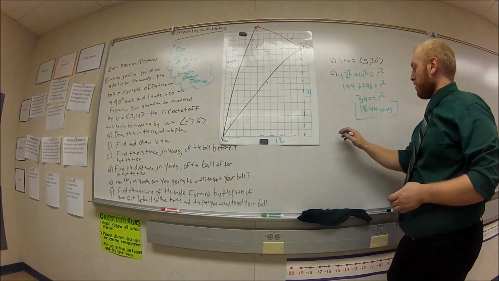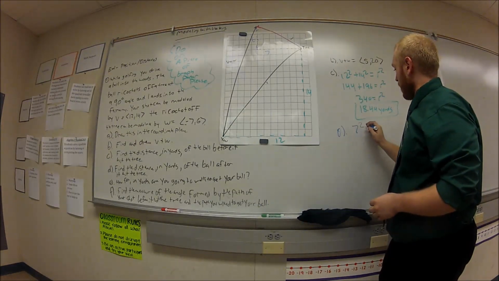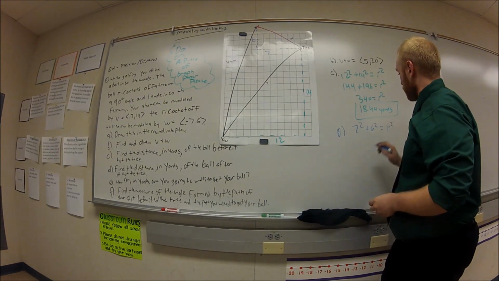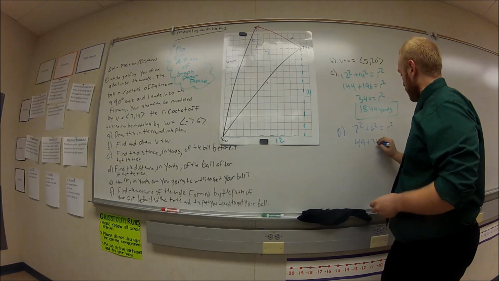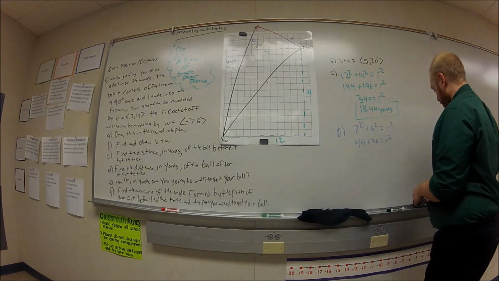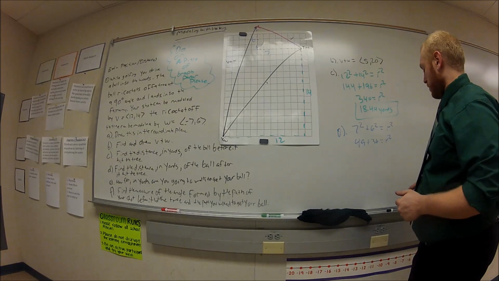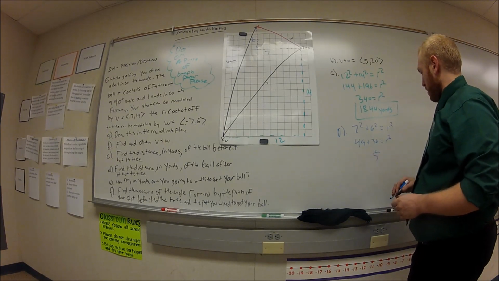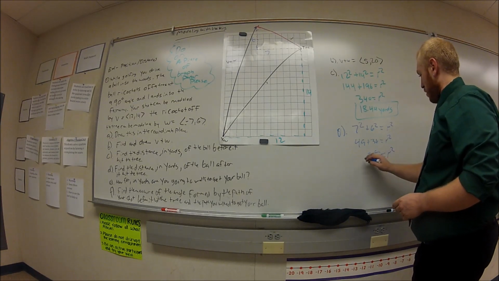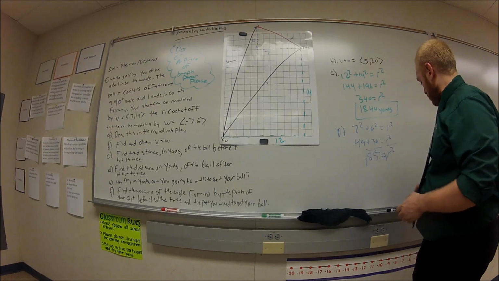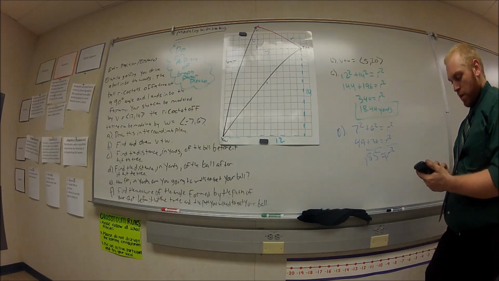So set up your Pythagorean theorem. 7 squared plus 6 squared equals we don't know squared. 49 plus 36 equals we don't know squared. 49 plus 36 is going to be 85. Square root. And the square root of 85, I know it's bigger than 9. How much bigger than 9?